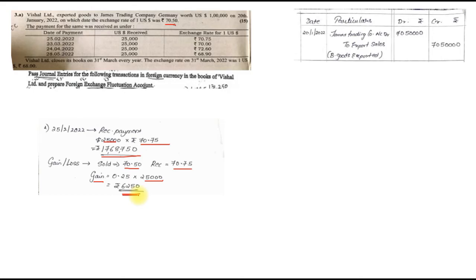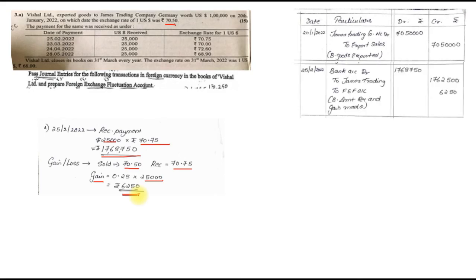Now remember, under gain, FEF is always credited. You are receiving money, so bank account debit, from whom? From James Trading. So my entry will be bank account debit to James, to FEF. Always remember, in gain, FEF is always credited. Okay, for bank we wrote down the amount, for FEF we wrote down the amount, subtracted, and we got the balance. That was entry number 2.